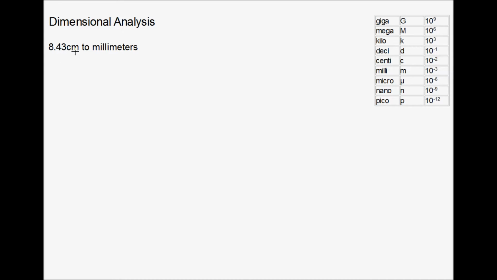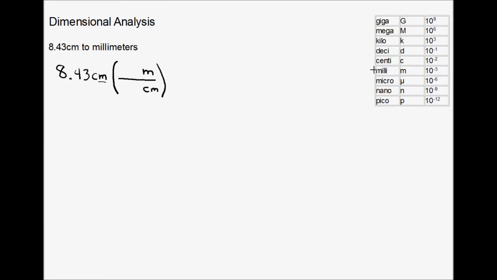We start by writing down the number that we're given, 8.43 centimeters. And now, we're going to want to convert this. Each of these numbers on these prefixes tells me how much of the base unit this prefix represents. In other words, a centi is 10 to the minus 2 of the base unit. The base unit here is the meter. So the first thing I want to do is convert back to my base unit. I want to convert to meters from centimeters.